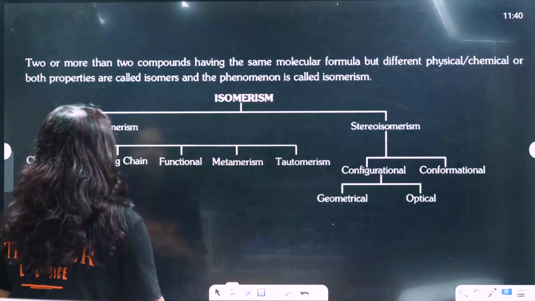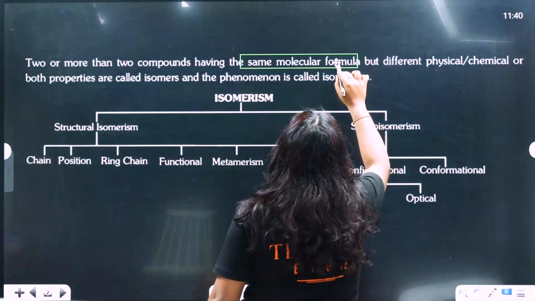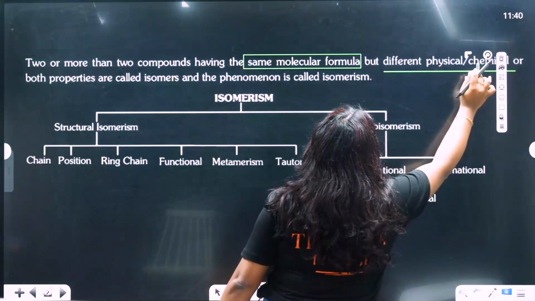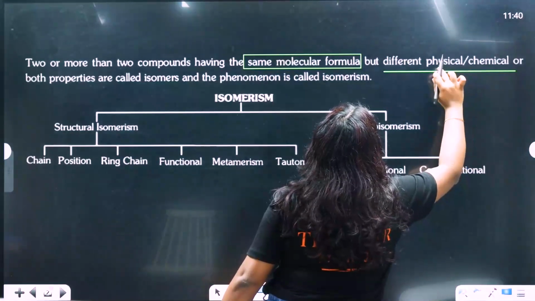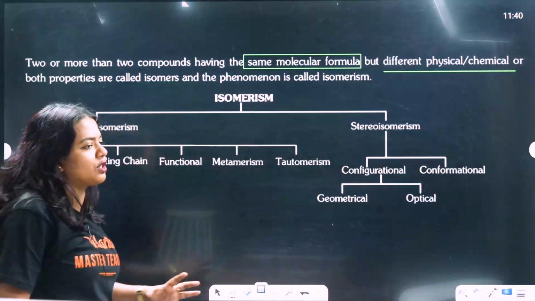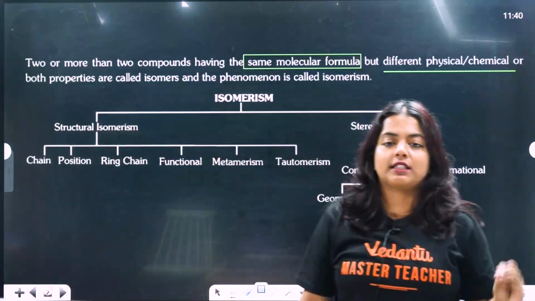Talking about isomerism, you have studied isomerism, right? Isomerism is something where the compounds have the same molecular formula, but there is a difference in their physical or chemical properties. That particular phenomenon is called isomerism, and the compounds are isomers.